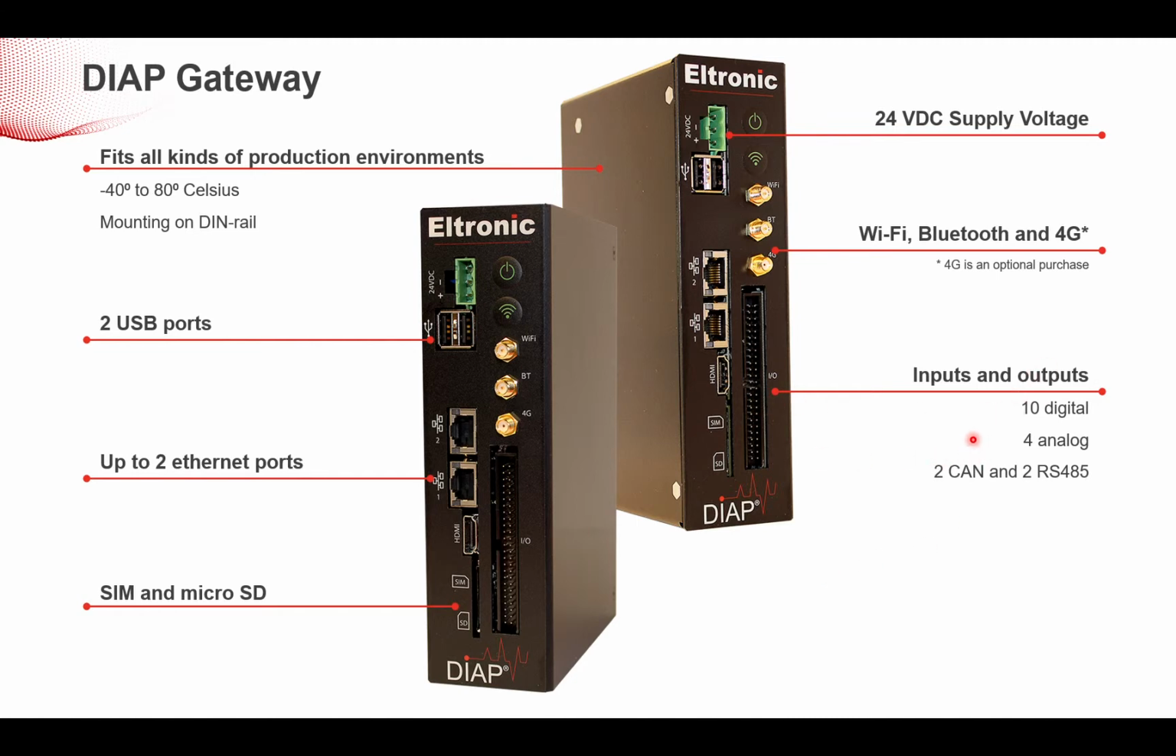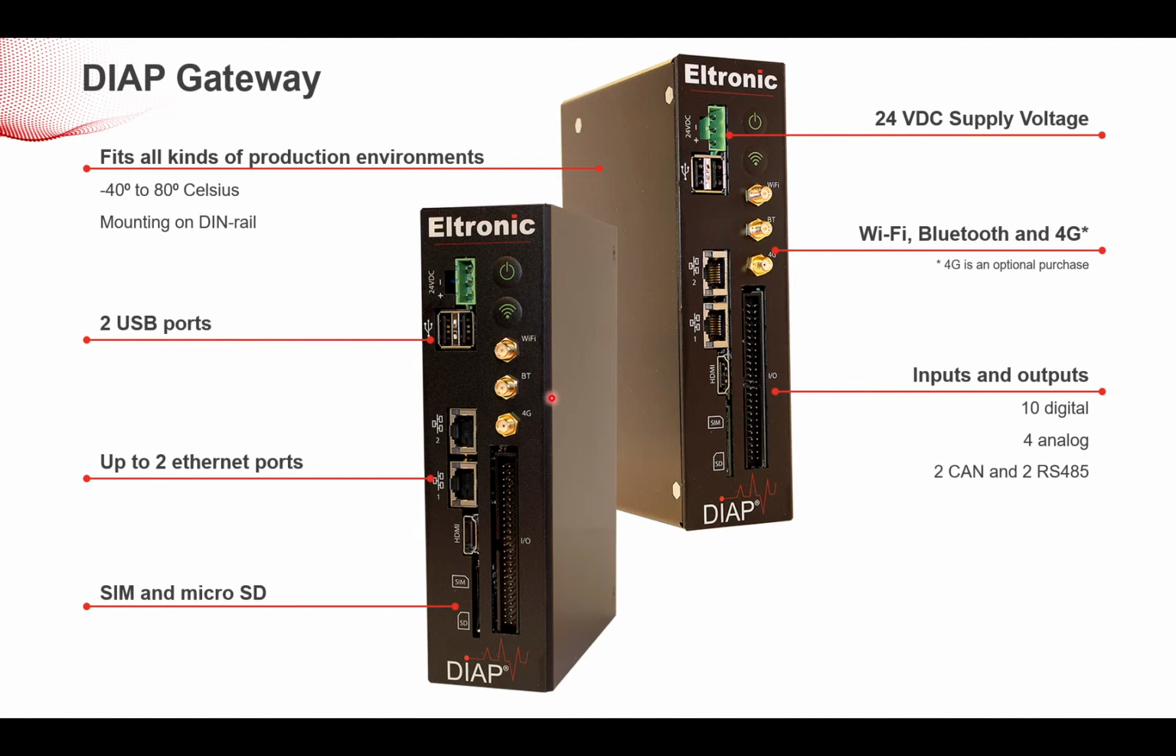We have 4 analog inputs, and we have 2 buses, a CAN bus and an RS485 bus we can use to extend the capabilities in terms of getting more inputs into the DIAP solution. So we can add an extension module to the solution to get more data. On top of this, we have possibilities to run wireless data. It could be sensor data from Bluetooth sensors or Wi-Fi sensors into the DIAP platform.